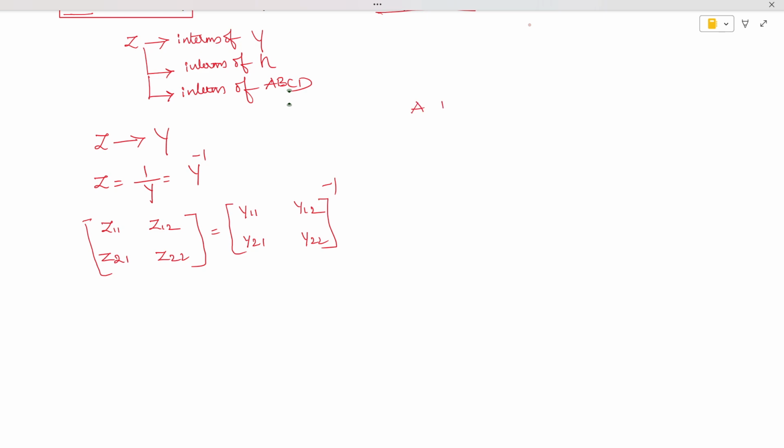If you have a 2 by 2 matrix with elements A, B, C, D, the inverse of this is: the diagonal elements will be swapped, that is nothing but D, A, and the off-diagonal elements will have a negative polarity, minus B followed by minus C, divided by the determinant. What is the determinant of this? This is AD minus BC. So this is what we require.